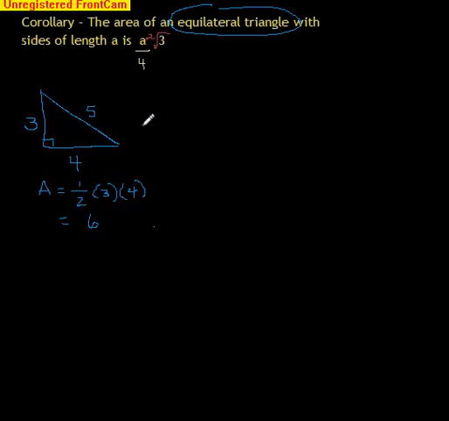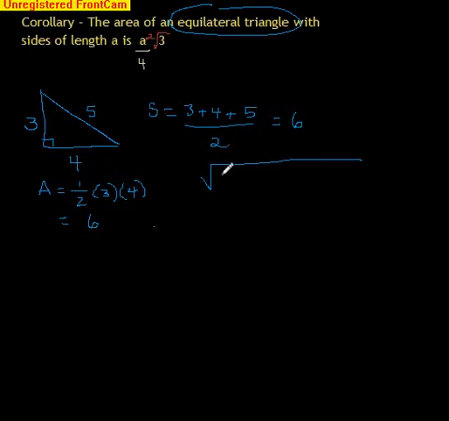So with Heron's theorem, first we're going to find the semi-perimeter. So we're going to add up all the sides: 3 plus 4 plus 5 divided by 2. So when we do that, we get 6. That'd be 7 plus 5 divided by 2 is 6. So the semi-perimeter is 6.